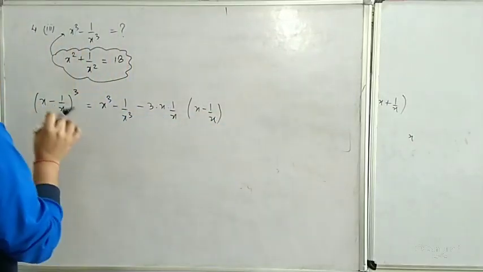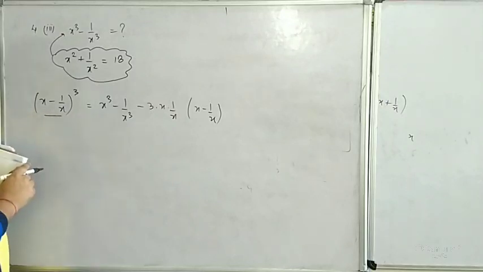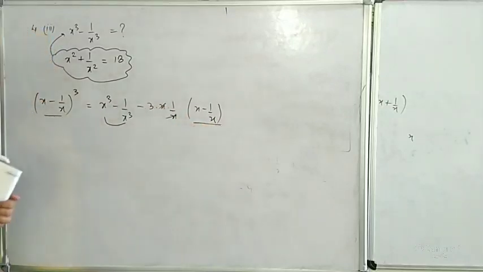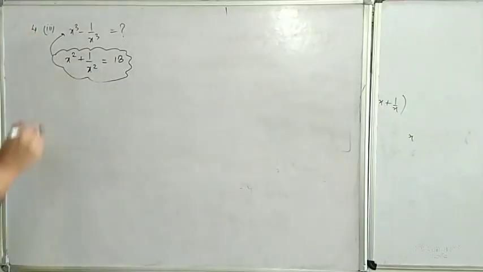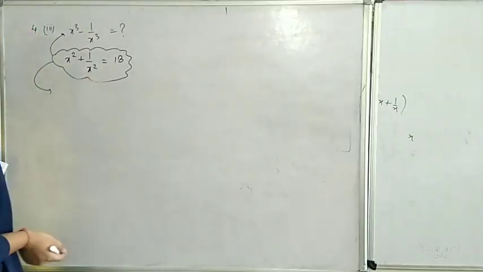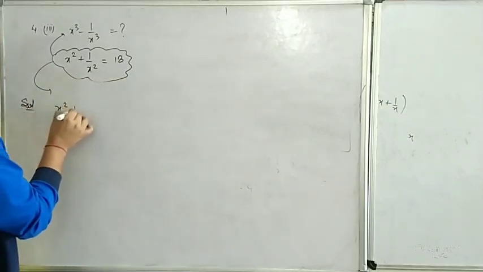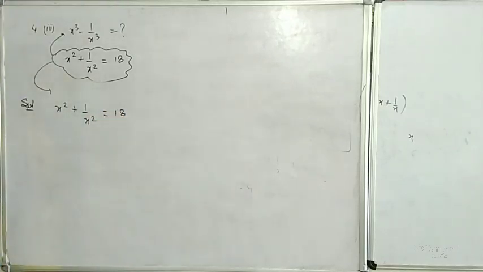But if we use this formula directly, the value of x minus 1 by x is not given. We have to calculate its value, the x cancels out, and it is not given. So we cannot use this formula directly. First of all we need the value of x minus 1 by x. So with the help of this, can you calculate the answer? We have been given x square plus 1 by x square is equal to 18.